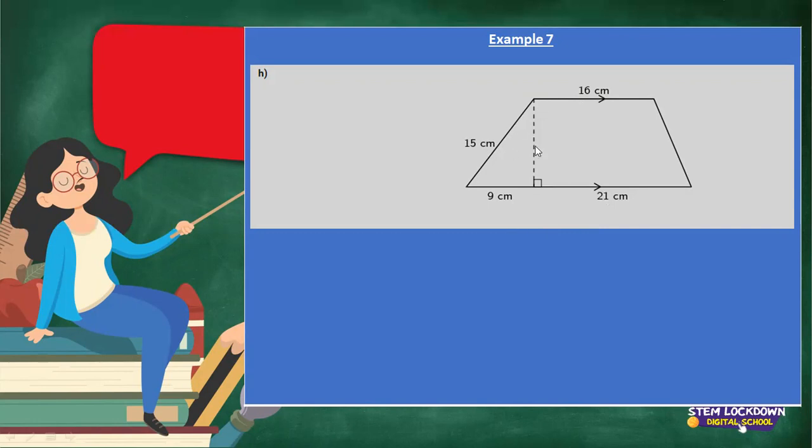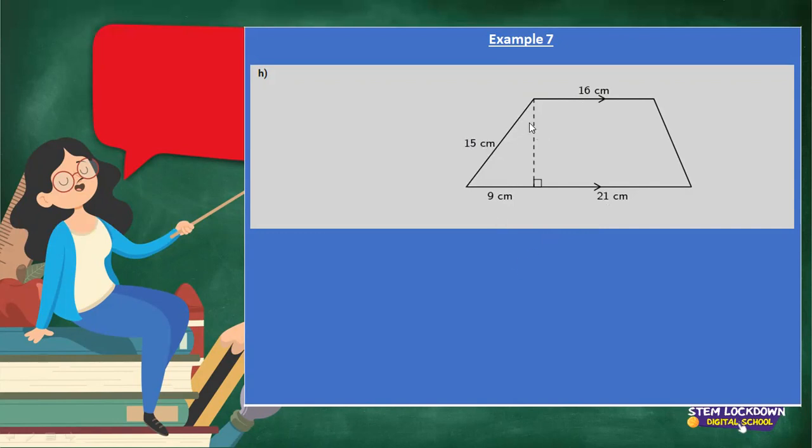Okay, so now we need to find our H. H is not there, so with Pythagoras, again, we find our H, our height here, because this is a right angle triangle. So Pythagoras says hypotenuse squared equals opposite squared plus adjacent squared, 9 squared.